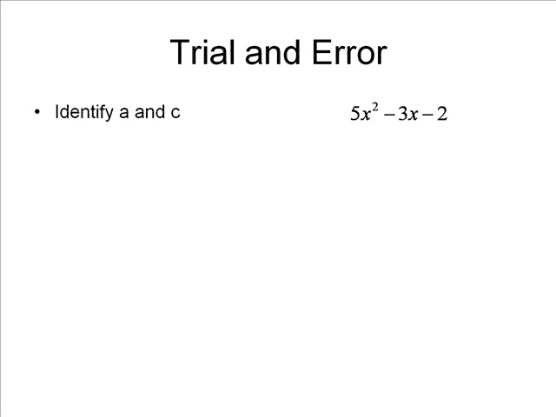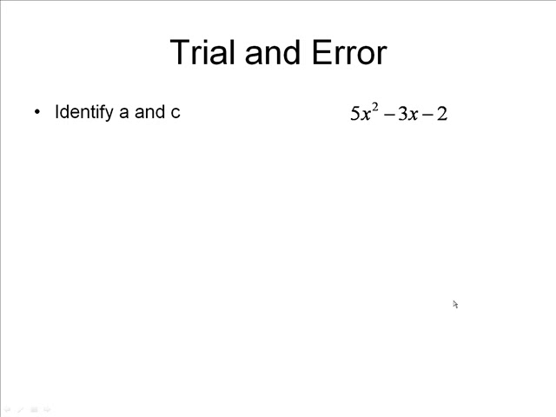Trial and error method. Consider 5x squared minus 3x minus 2. In the trial and error method, the first thing you need to do is identify the a and c. And let me say this before we move any further. I do not want you learning the trial and error method. It is old, it is antiquated, and it is not effective or efficient. It's kind of like driving a Geo when you could be driving a Mercedes. I'm going to show it to you so that if you ever see it, you know what it is and you understand it, but I also want you to see how ineffective it is.